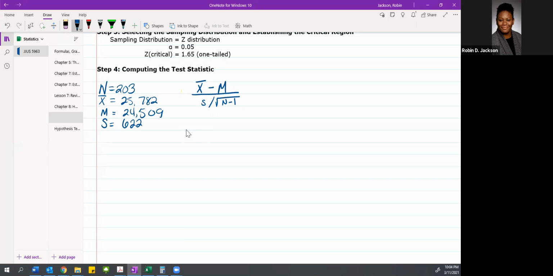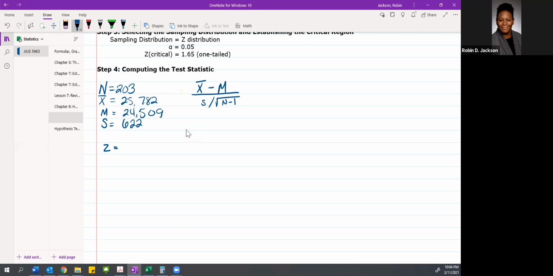Okay, so I'm going to come down here. When I write out Z like this, that's really Z obtained. I just don't want to write out the entire word every single time, so I'm just going to shorten it to Z. That does not mean this is a Z score. This is the Z obtained. And when you write out the actual answer at the bottom in step 5, I want you to put Z obtained.